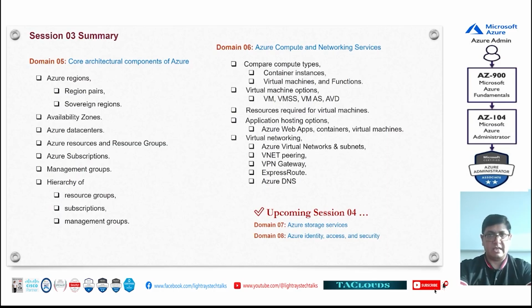So in summary, in session 6, we understood about compute services: containers, virtual machines, functions, and then virtual machine scale sets and availability sets, Azure Virtual Desktop, and then we moved towards apps. Containers and virtual machines are available to host the applications. And finally, we understood about networking, virtual networks, and different virtual peerings available between the networks. And then we understood about VPN gateway. Different options are available to connect the local data center to the cloud. So we need to create our own VPN connections to secure them.